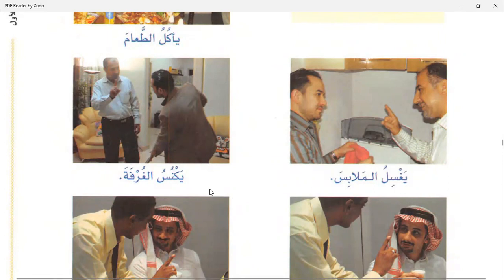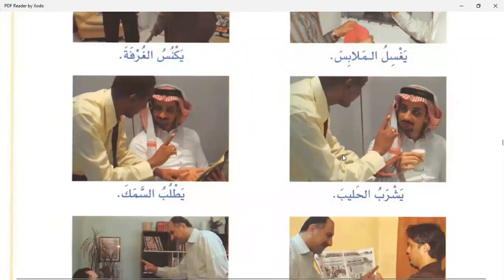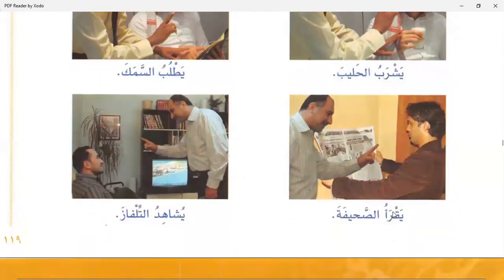Yaknusu, he is sweeping. Second person, taknusu, you are sweeping. And when we prevent him, we'll say la taknus. Dhamma will change into sukoon. Yashrabu, tashrabu, la tashrab. Yatlubu, tatlubu, la tatlub. Yakra'u, takra'u, la takra'.